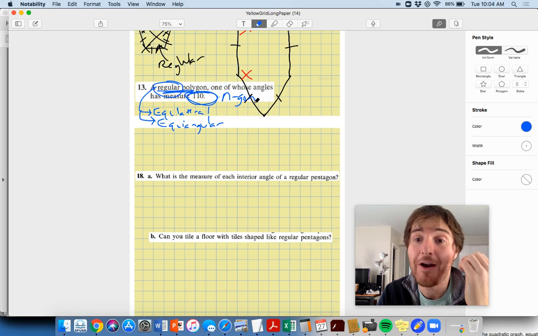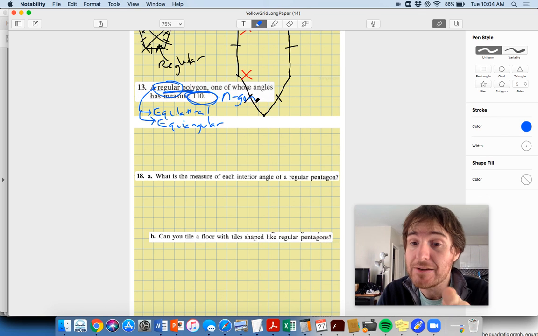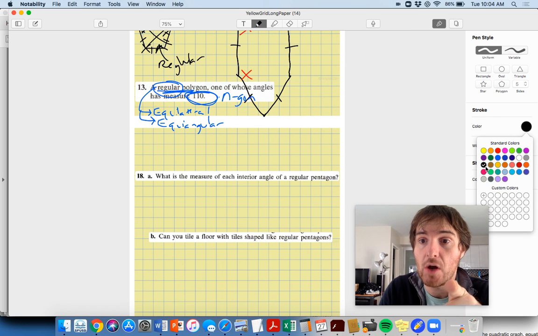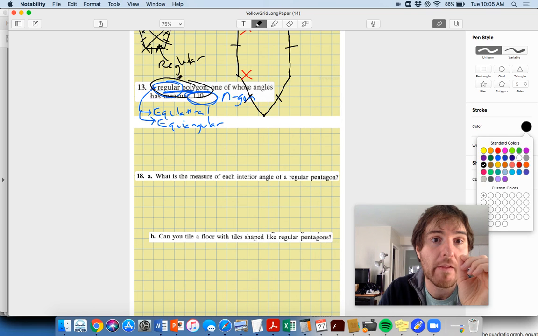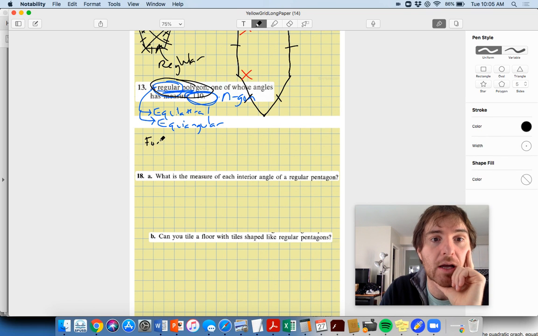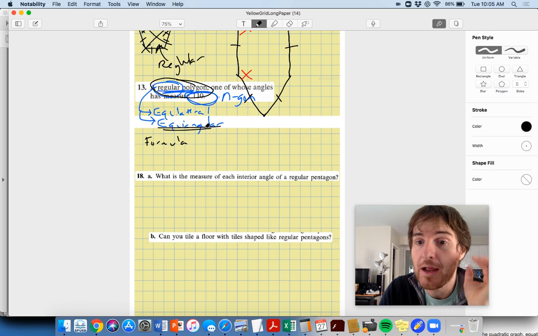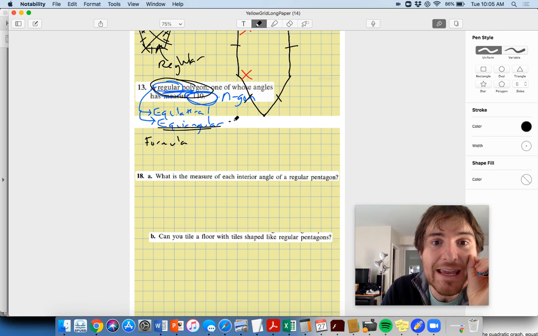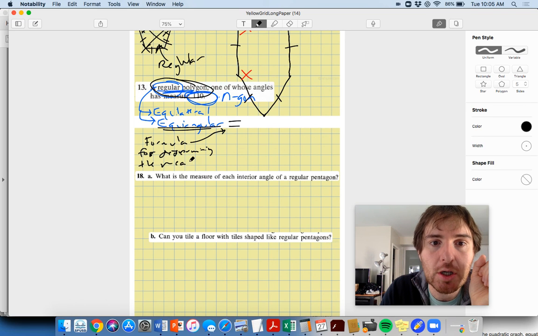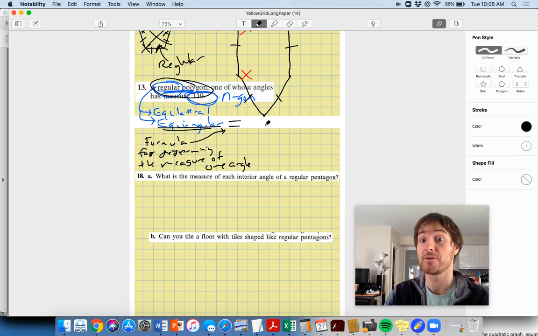So perhaps we need to figure out how many sides it has here. And here's how we can do that. Remember that this is a regular polygon, so we have a formula. Because a regular polygon is equiangular, we can use this formula for determining the measure of one angle based on how many angles there are. Okay, so check this out.